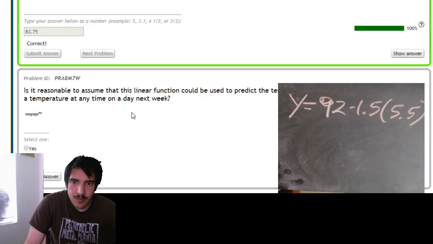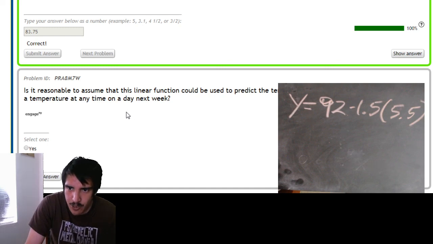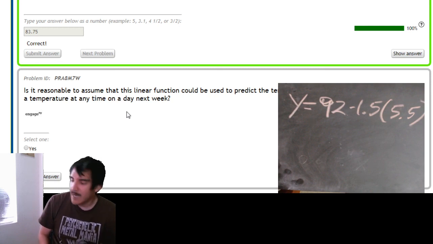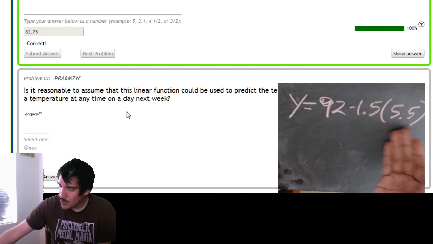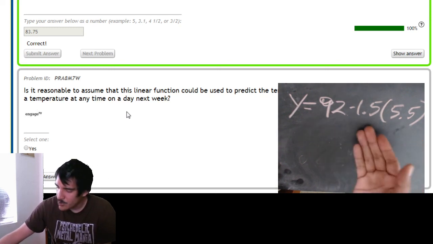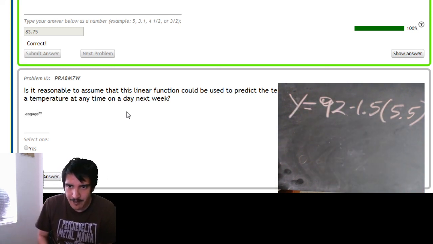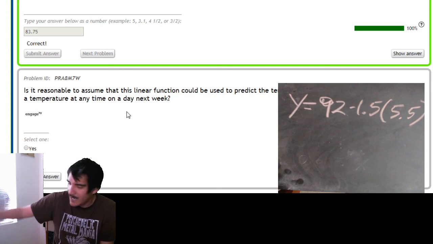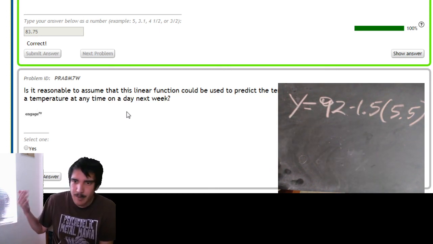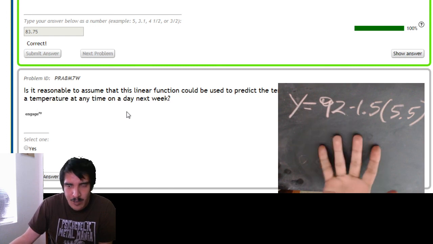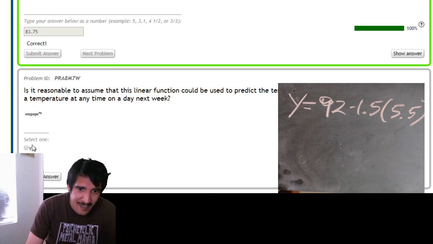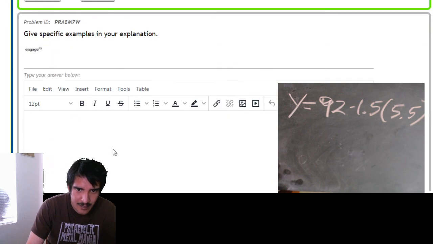Is it reasonable to assume that this linear function could be used to predict the temperature for 10 a.m. the following day, or a temperature at any time next week? Again, if we go too far, if we have too many hours, the formula is showing that the temperature is dropping by 1.5 degrees each hour. But that's only going to happen during the day, like from noon till night. After midnight, the temperature starts going up again. So the formula would not be able to help us out in predicting that temperature. If we go too far, like into the next day or the next week, no, that would not be reasonable to assume. And give specific examples.